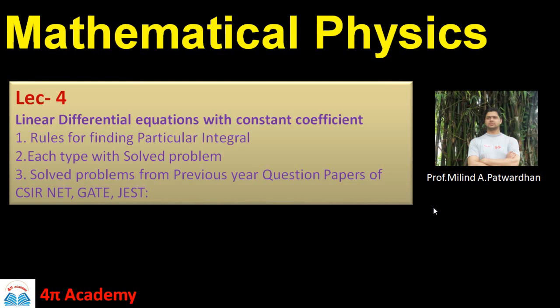Now in this lecture 4 on mathematical physics, we were discussing linear differential equations with constant coefficient. In the earlier lecture, lecture 3, we have seen that there are two parts to the solution of a linear differential equation with constant coefficient: the complementary function and the particular integral. The general solution is the sum of the complementary function plus the particular integral. We have seen how to find the complementary function in lecture 3.